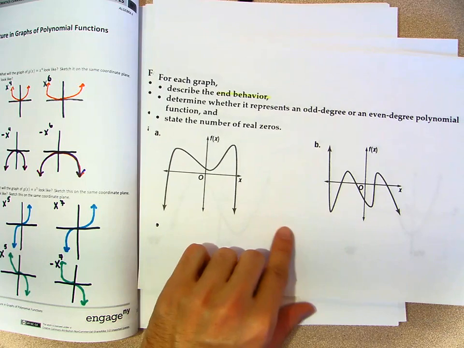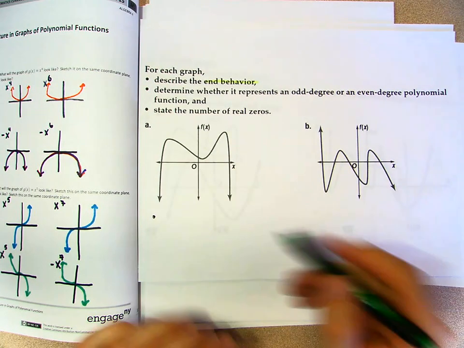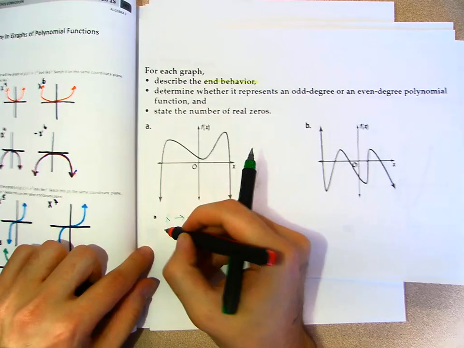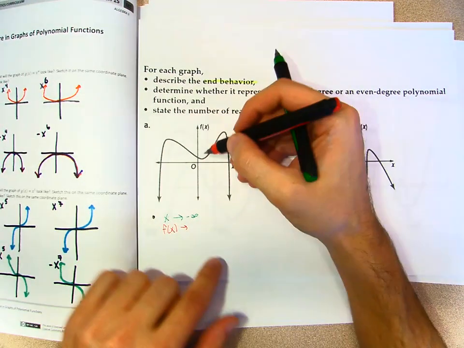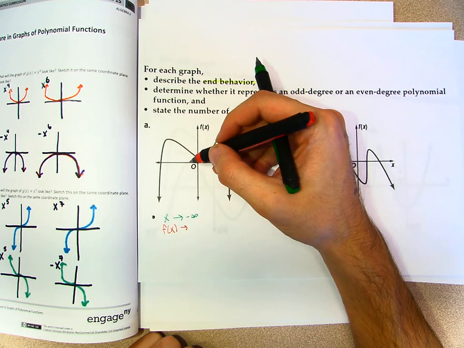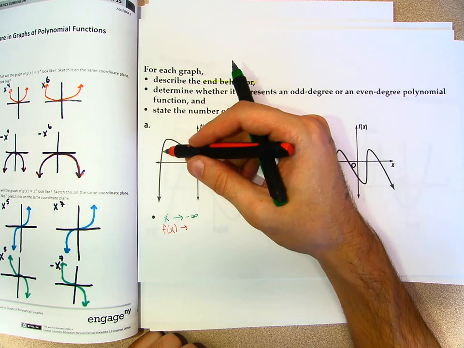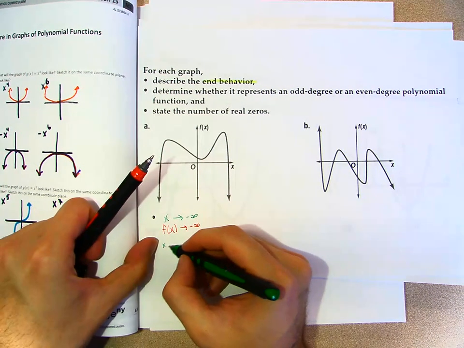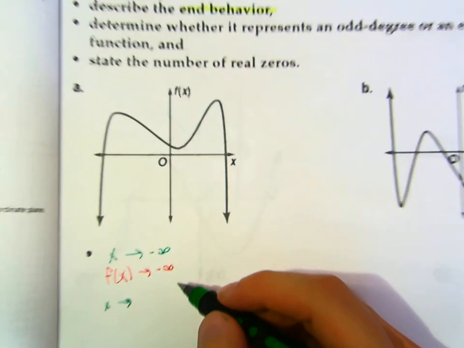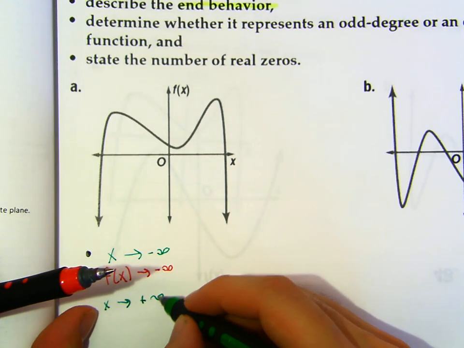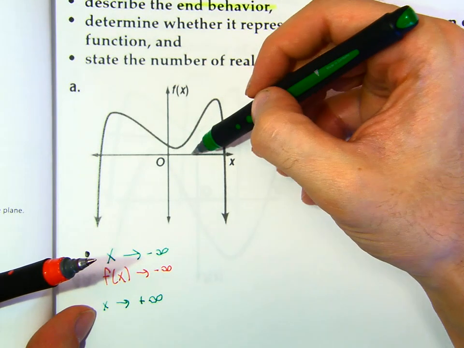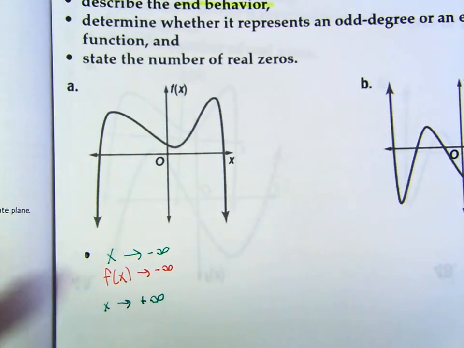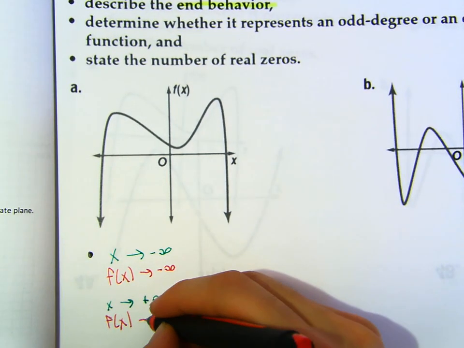So let's see. Here, as x goes negative infinity, what happens to our f of x? My f of x goes where? Notice it goes up, but then eventually it goes down. So this is negative infinity. Here, let me zoom in a little bit. As x approaches positive infinity, my graph will go down. So this is f of x goes negative infinity.